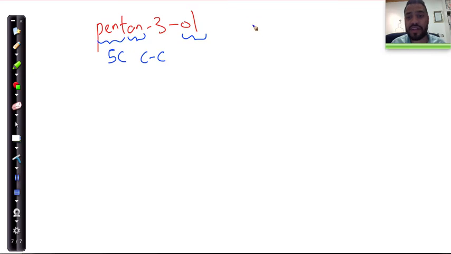Okay, so let's just put it out there. Pentan-3-ol, and let's look at this critical example over here. As you can see, pent tells you that there are going to be 5 carbons. The an tells you that there are single bonds between the carbons. The ol tells you that it is an alcohol that we are dealing with, and that's going to have the hydroxyl functional group that is present on carbon number 3.